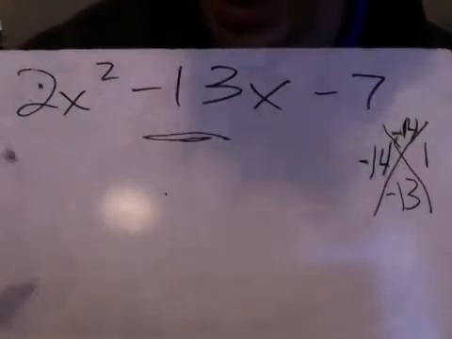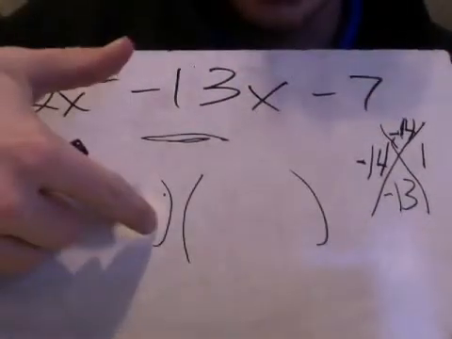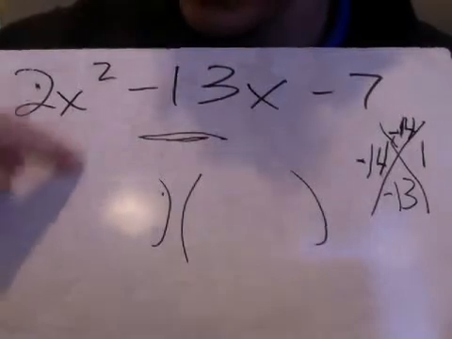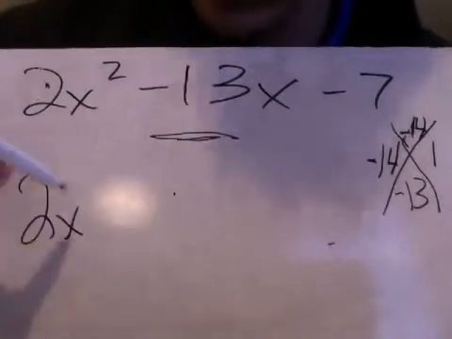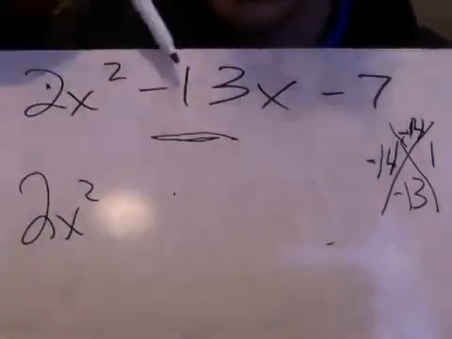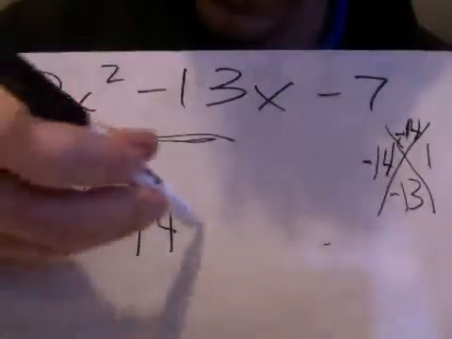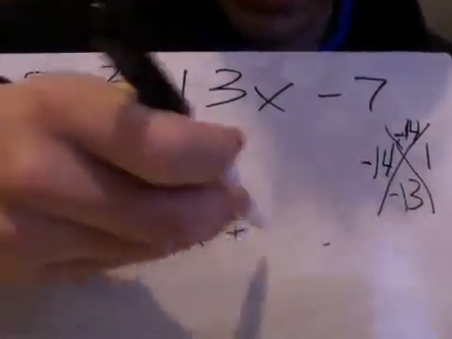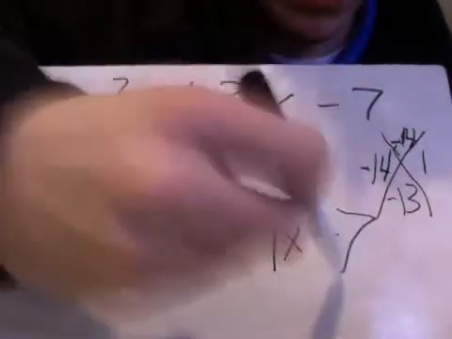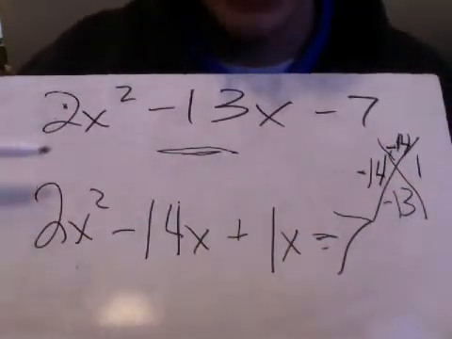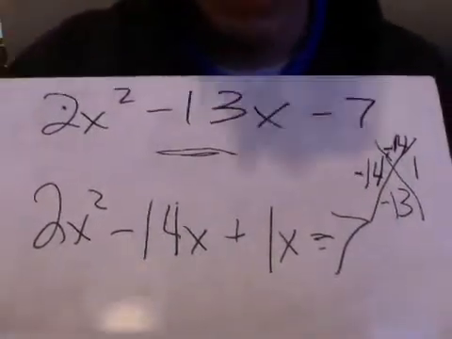But what do I do with that? I can't go to the shortcut and just say x minus 14 and x plus 1, because if I did that, it wouldn't get me back up to my original answer. So I have to add a step in here where I rewrite my original expression, but instead of writing negative 13x, I'm going to use the two numbers I just found. So negative 14x and a positive 1x, and then a minus 7. Notice how these two are the same thing. I just replaced this middle term with two terms that I got from my product sum thing there.